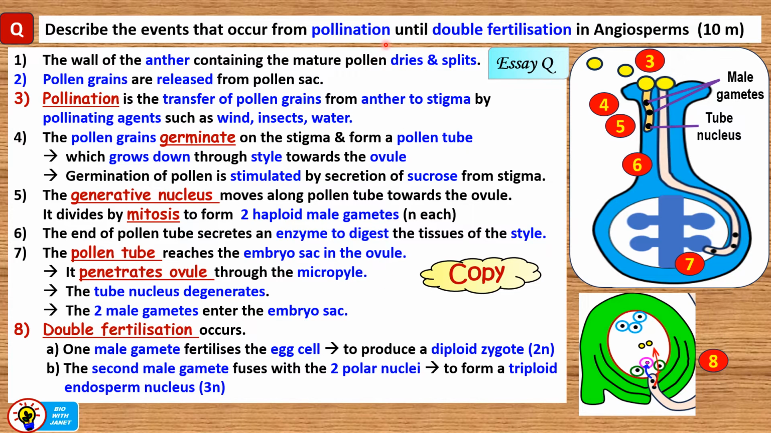What happens from pollination until double fertilization? So make sure you memorize these processes, and you can divide them into 5 parts. First is pollination. Secondly is germination of pollen grains on the stigma to form a pollen tube. Thirdly is mitosis of the generative nucleus. Fourthly, the pollen tube will grow downwards to the ovule and penetrate it. And fifthly, double fertilization occurs. Okay, 5 different events.